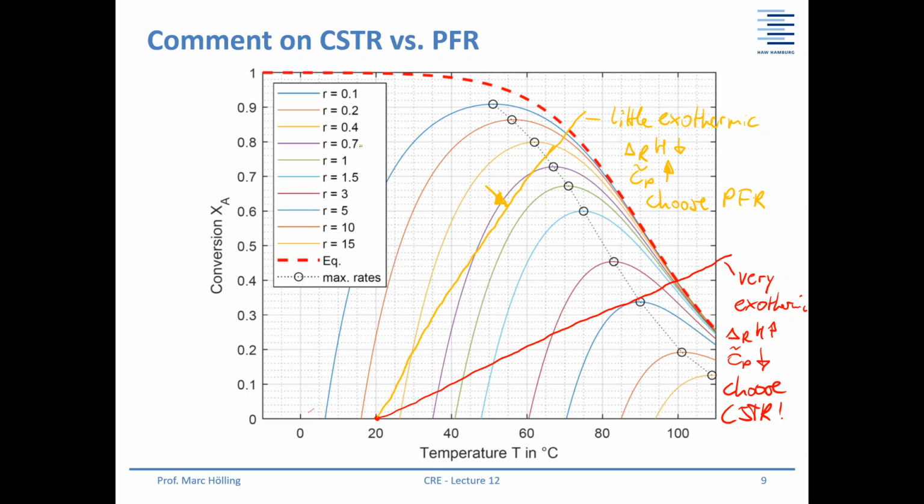So if it's little exothermic, plug flow reactor. If it's very exothermic, use the continuously stirred tank reactor. Okay.